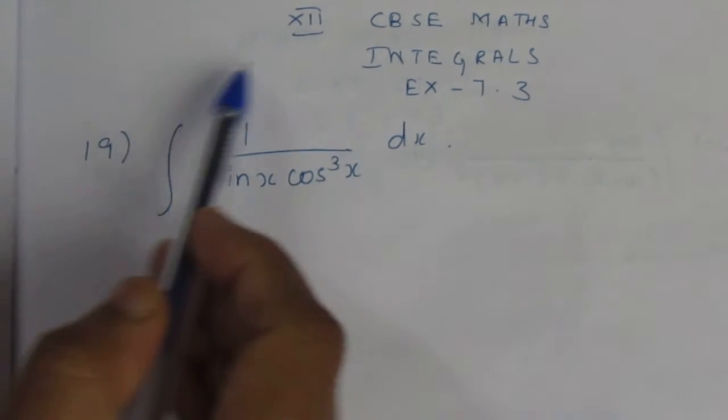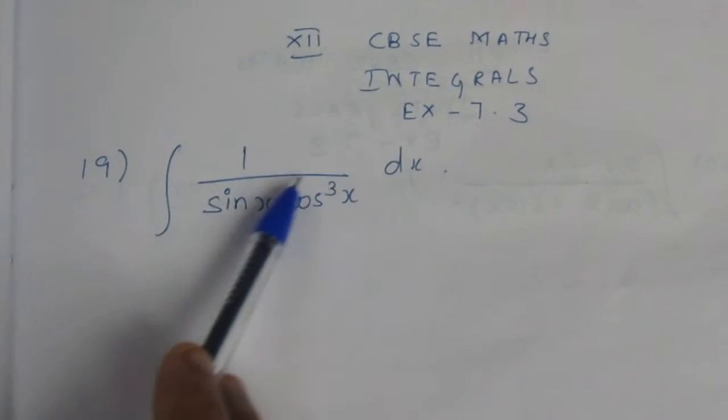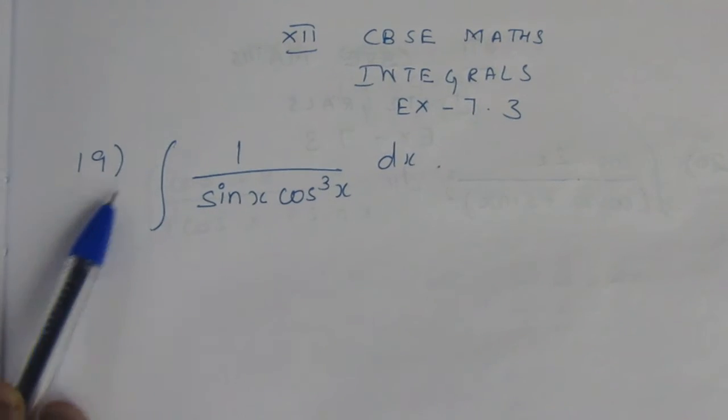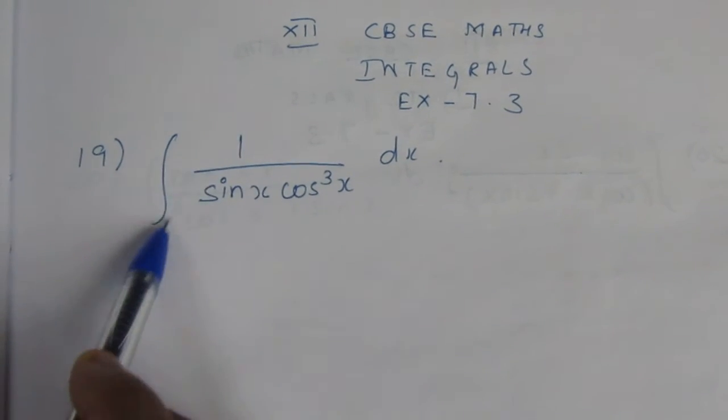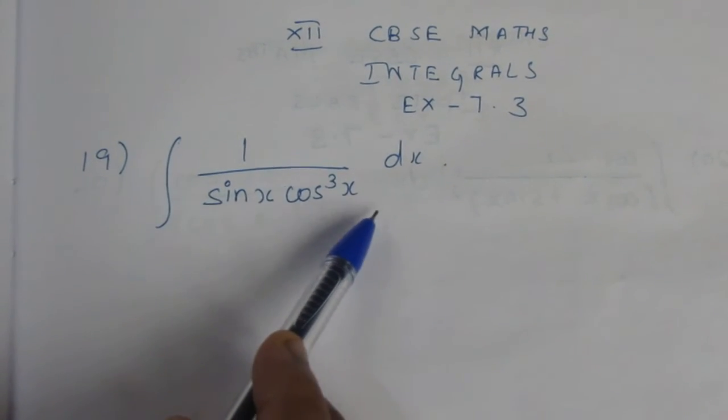Today we are going to see 12 CBSE Maths Integrals exercise 7.3 question number 19. Let's see the question. Integrate 1 by sin x into cos cube x dx.